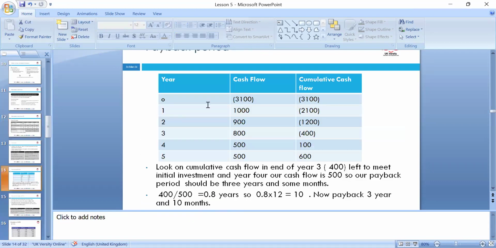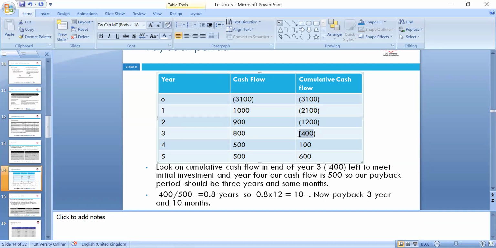payback period. Let's assume you're investing £3,100 in the business, and in year 1 you're getting £1,000 back. Year 2 you're getting 900, then 800, 500, 500. So 3,100, how long will it take to cover? We can make a cumulative column, called cumulative cash flow. Outflow is 3,100, inflow is 1,000, so what is left to cover is 2,100. If you're getting 900, it's left 1,200. If you're getting 800, 1,200 minus 800, yes, so we can say 400 outstanding.